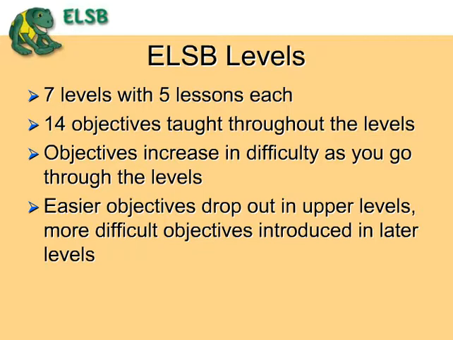Just like Level A, all of the other 7 levels have 5 lessons each. In levels 1 through 7, there are 14 objectives that are taught throughout the levels. Objectives increase in difficulty as you go through the levels. And eventually those easier objectives drop out and more difficult objectives are introduced later in the program.